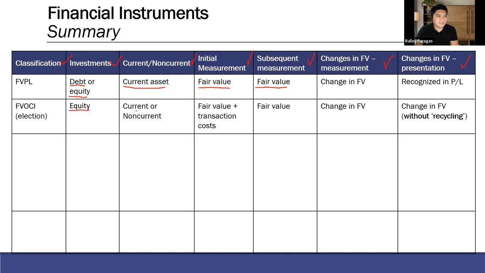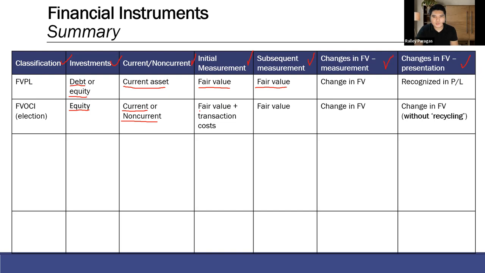Okay, in terms of presentation, you could either present it as current or non-current. Pero in general, okay, FVOCI classification for equity investments are presented as non-current, kasi ang gusto mo naman dun sa equity would be to hold it, okay, for a long term. So typically non-current yan. Pero pwede rin naman maging current. Okay? In terms of the initial measurement, i-measure mo daw fair value plus transaction cost. So any transaction cost at the date of acquisition, i-capitalize mo daw.